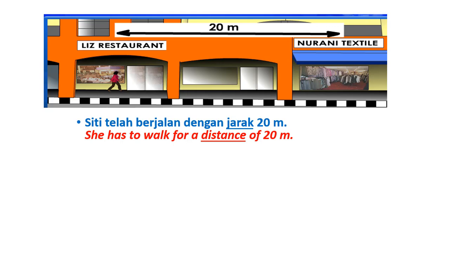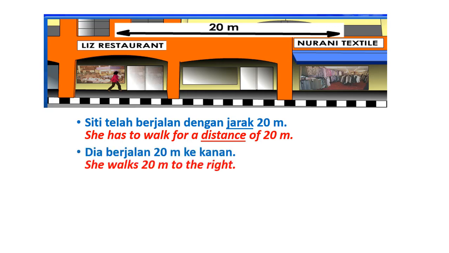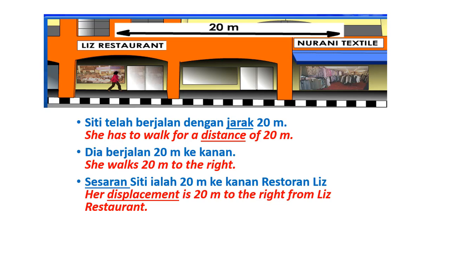And she walks to the right. So the direction is to the right. So we say that her displacement is 20 meters to the right from Liz restaurant. So we use the word distance. Another one is displacement. Distance is 20 meters without the direction. Displacement is 20 meters with direction to the right from Liz restaurant. So 20 meters is the distance. To the right from Liz restaurant is the direction.